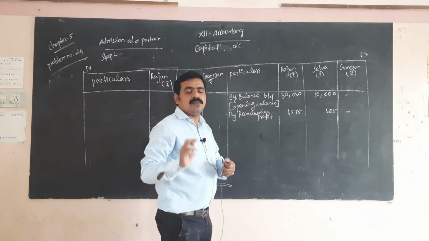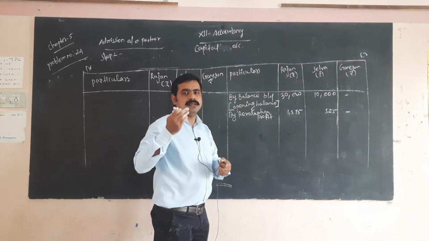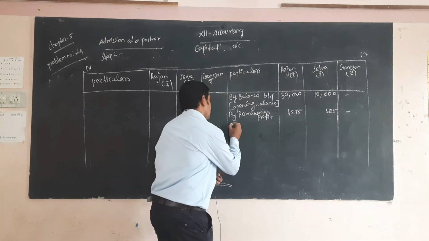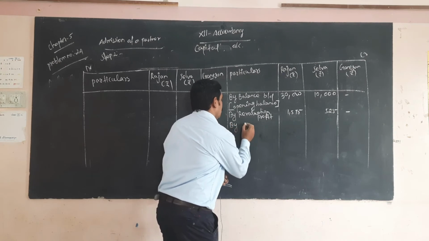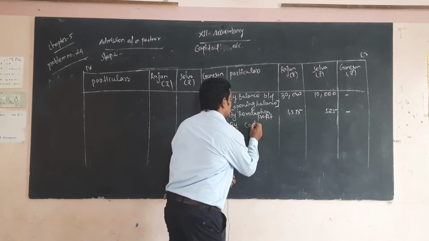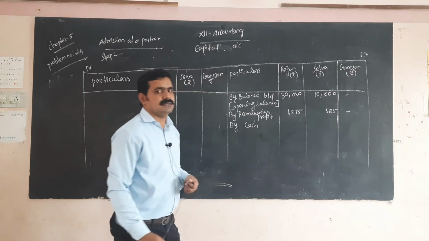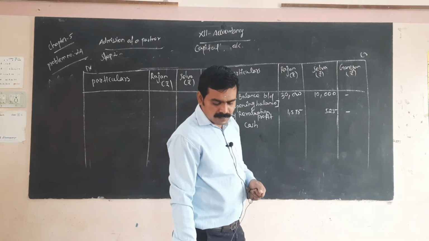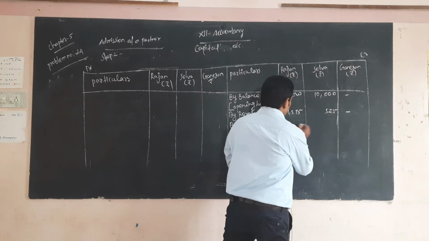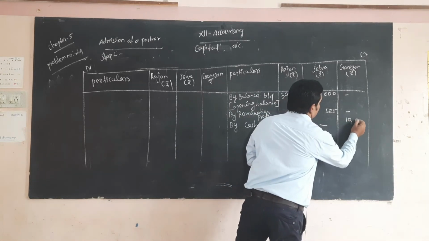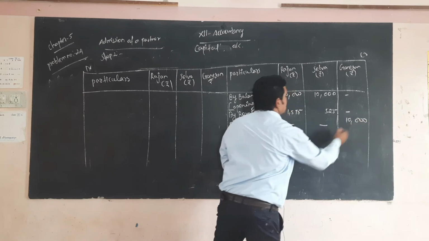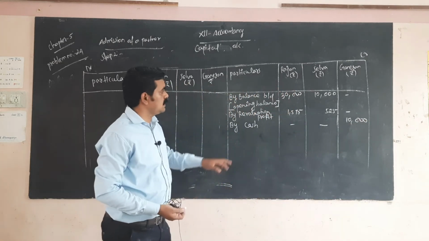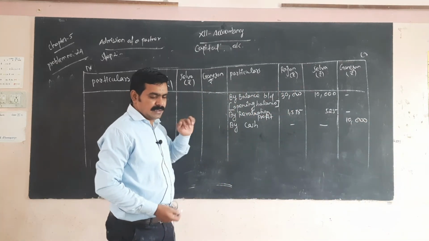Next, Ganeshan brings an amount by cash. He brings 1,000. Ganeshan brings 1,000. Okay, next.